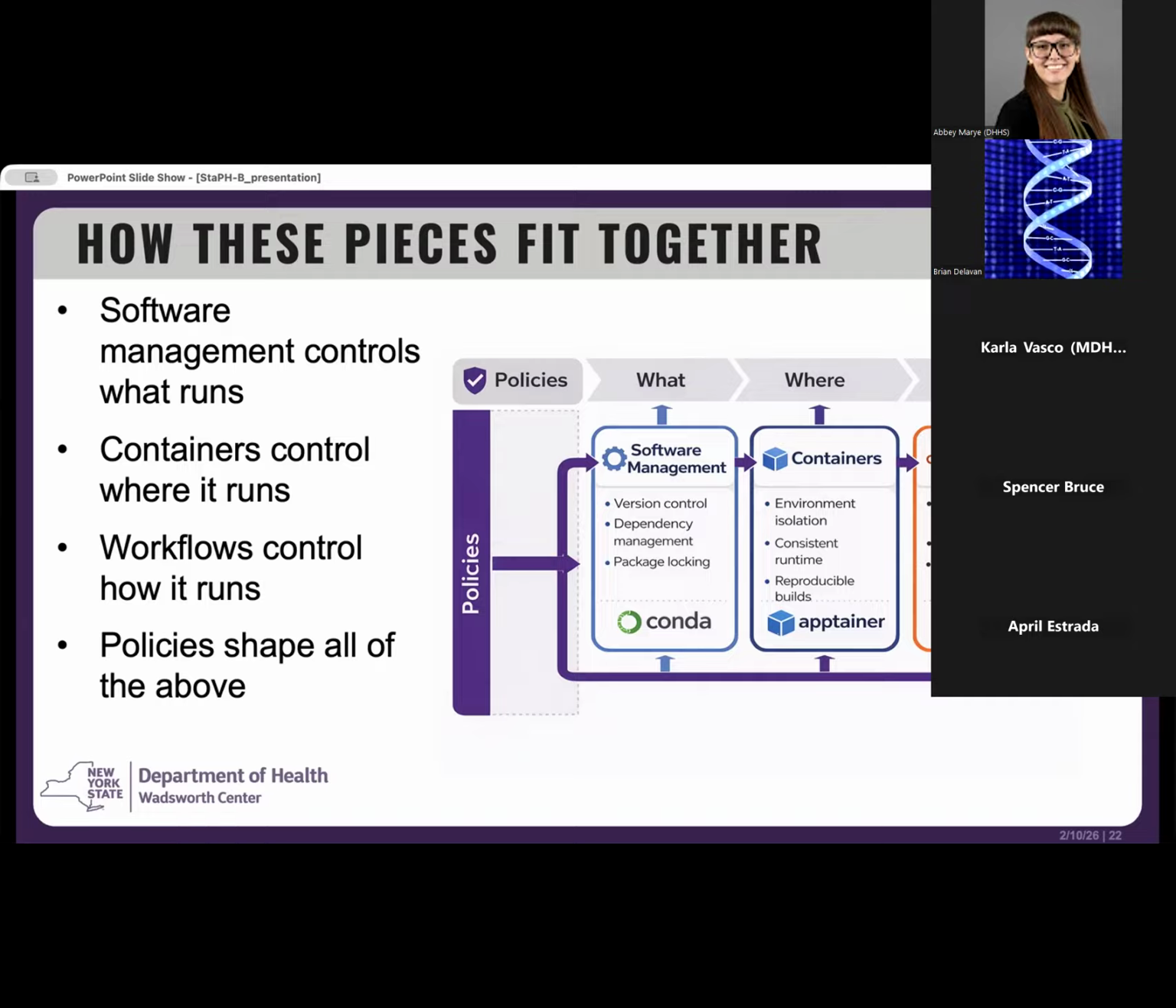And what I hope you take away is that these tools are not competitors. There are different ways to use them based on your constraints. They're really complementary layers that solve different problems. So when you align software management, containers, workflows, and policies, reproducibility stops being a challenge and really becomes a design choice when you understand these choices.